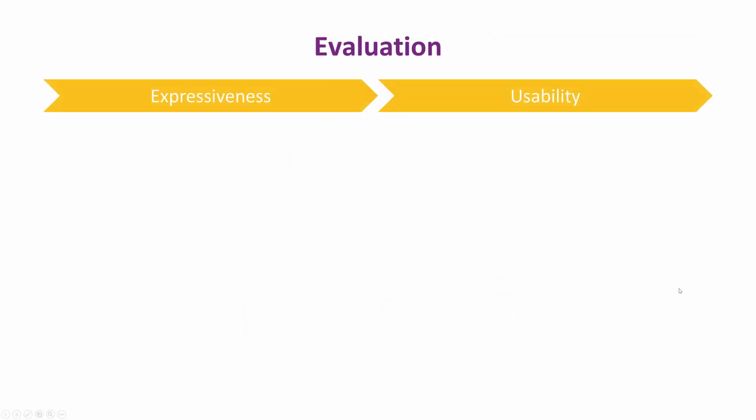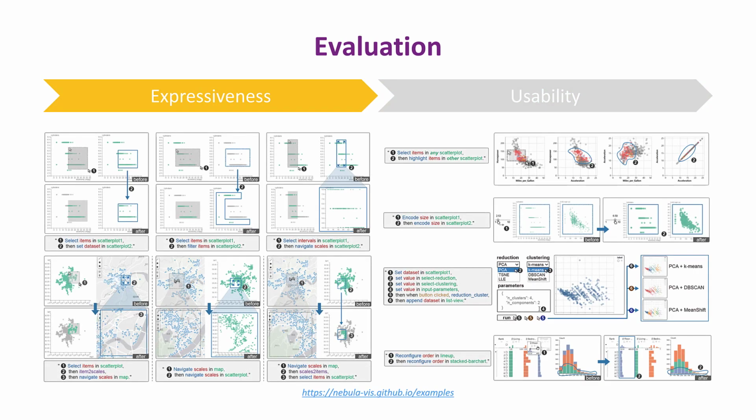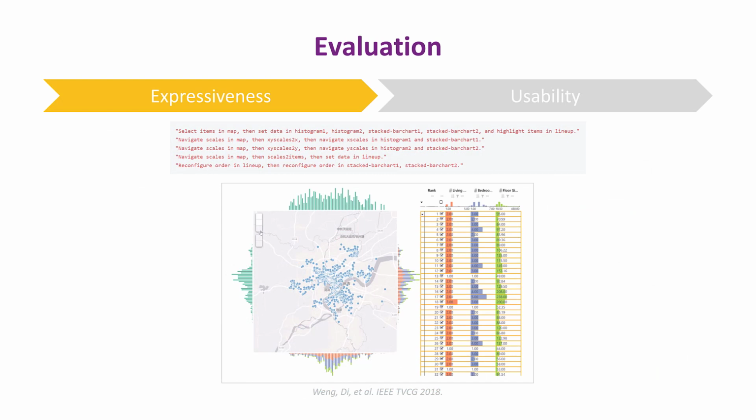Nebula aims to balance expressiveness and usability to coordinate visualizations. Therefore, we evaluate Nebula from 2 perspectives. To demonstrate the expressiveness of Nebula, we present a gallery of common and typical coordination examples in our survey. Moreover, we reproduce the real-world visual analytics system SRVs to assess how multiple coordinations cooperate for complicated tasks.